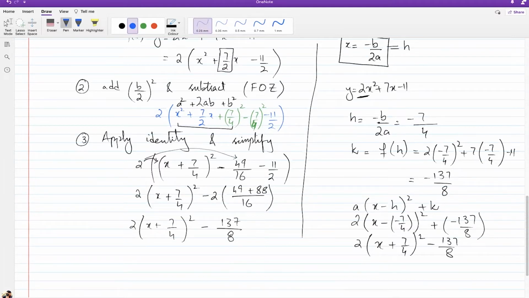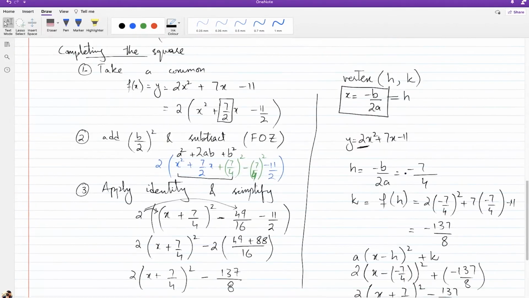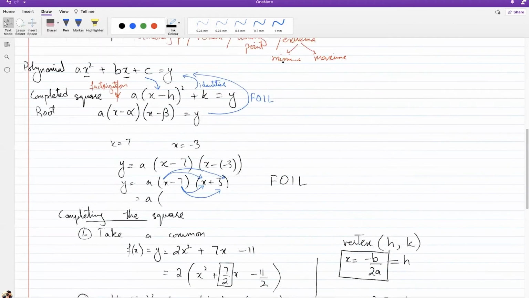Okay, if you want to do it directly or you want a direct approach, you can use the HK method. Find H, which is the turning point, and then do it. Okay, great. So we have found the completing the square method. So we have learned how to convert from polynomial form to completed square form, and that is using the completing the square method. Great. So now we know how to convert any one form to any other form.